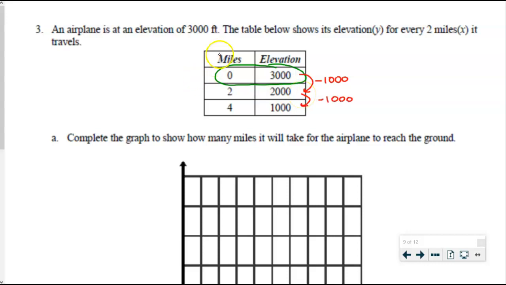But how often is it decreasing 1,000? Look at how the miles are changing. The miles are changing from 0 to 2. And then again from 2 to 4. So I want you to think about this in terms of the slope. What is the slope going to be given this information?